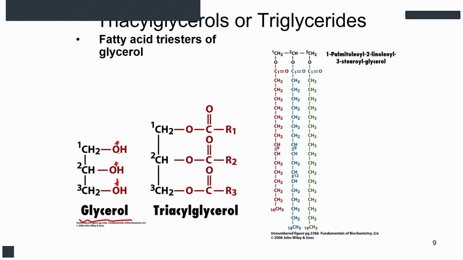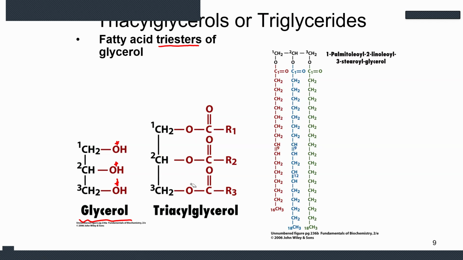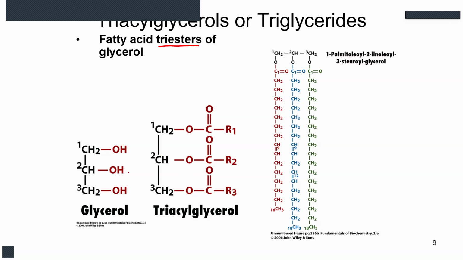Now, when you have glycerol, you can esterify it. So you can add a fatty acyl group, so a fatty acid, what we've been talking about previously. And you form what's known as a triester. So 1, 2, 3 esters. So 3 esters have been added to glycerol to give you a triacylglycerol. So a fatty acid triester of glycerol is also known as a triacylglycerol or a triglyceride.